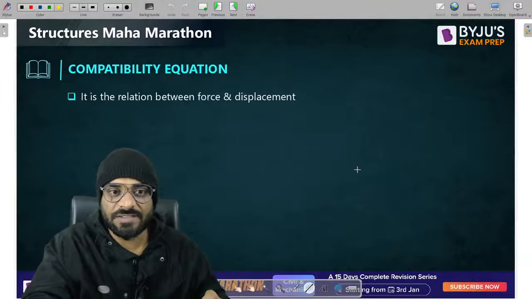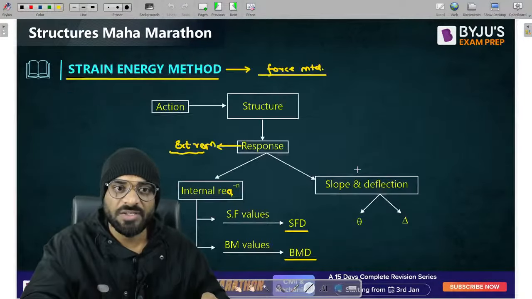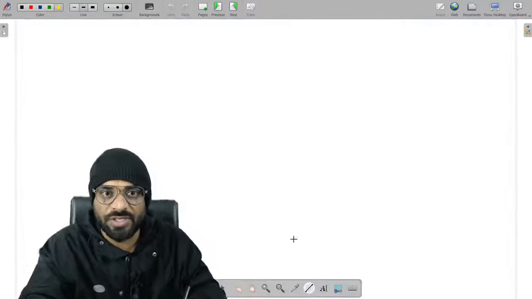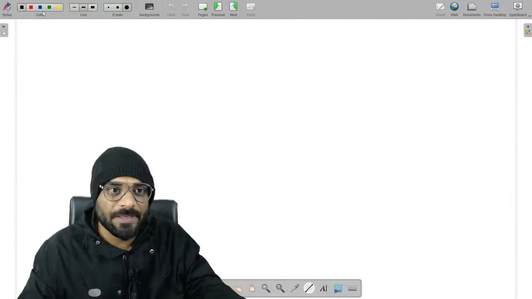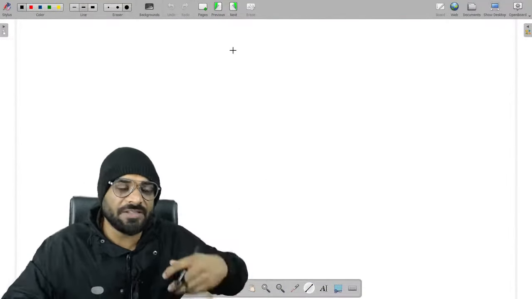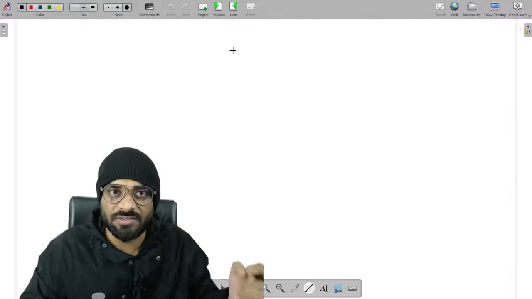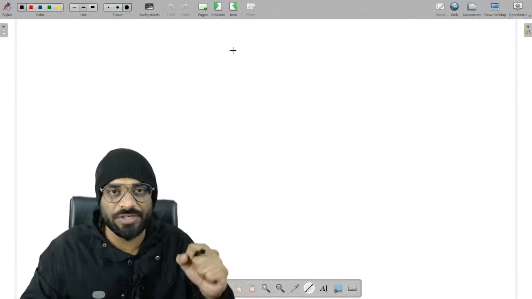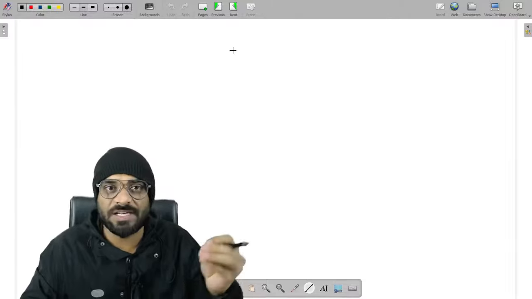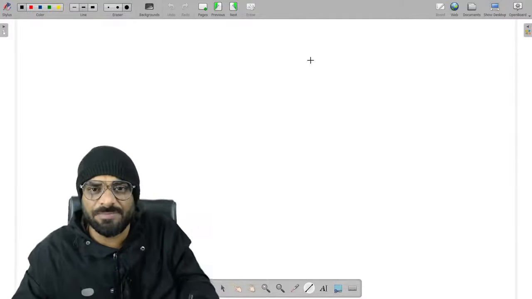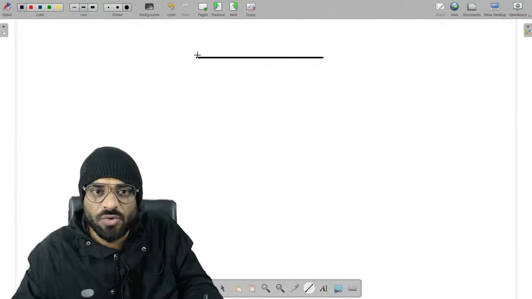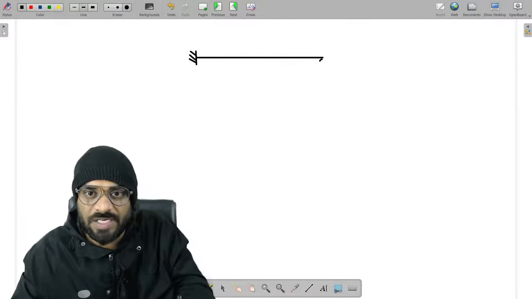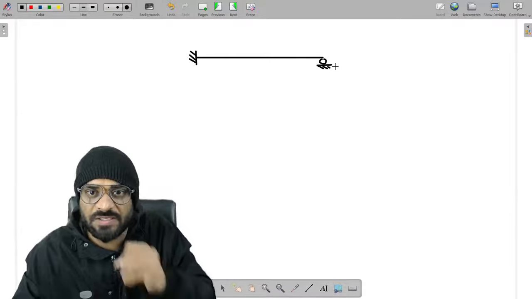So let's understand, guys, the strain energy method, right? Let me show you some examples so that you can relate to it very easily. You know that in our previous session of structure analysis part 1, we discussed how to find the static indeterminacy. So I will ask you a very simple question. Please let me know, guys, what is the static indeterminacy of this particular structure? Please answer very quickly in the chat box.